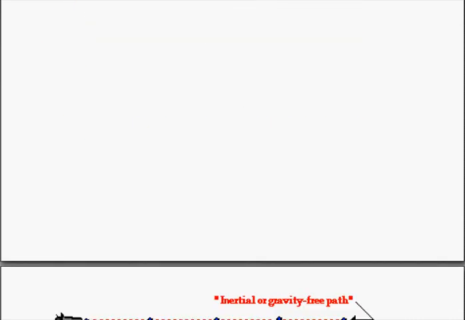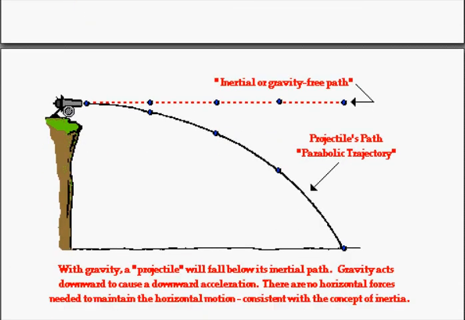But we'll get down here, and we'll actually see that we have this parabolic trajectory. And that's what actually happens. So with gravity, a projectile will fall below its inertial path. Gravity acts downwards to cause a downward acceleration. There is no horizontal force needed to maintain the horizontal motion, consistent with the concept of inertia.